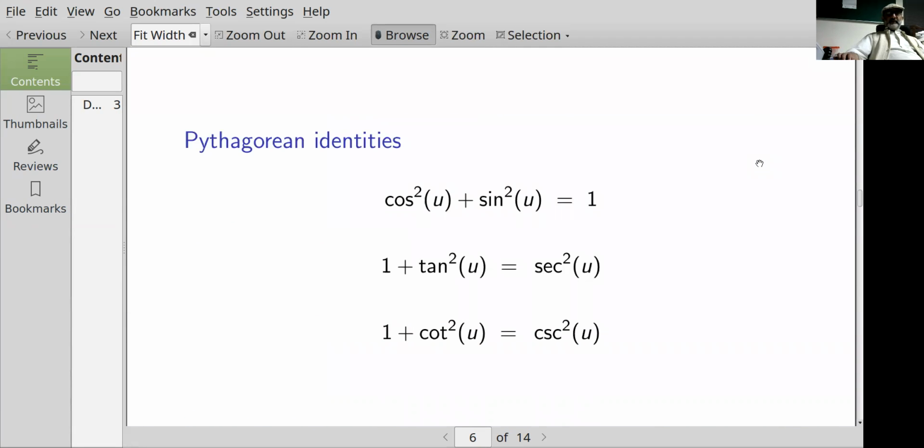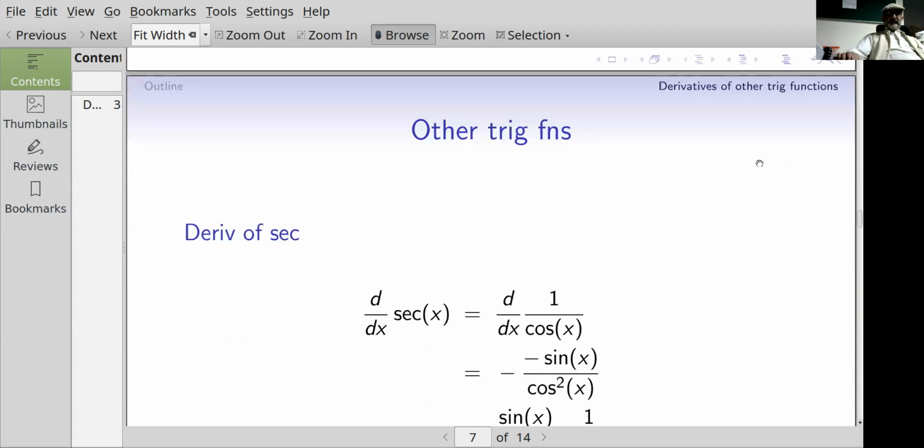Some identities which are used when simplifying results sometimes are cosine squared u plus sine squared u equals 1, 1 plus tangent squared u equals secant squared u, and 1 plus cotangent squared u is equal to cosecant squared u.